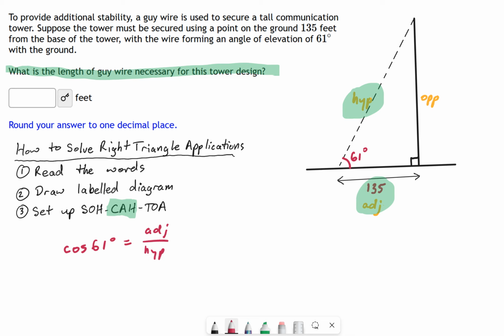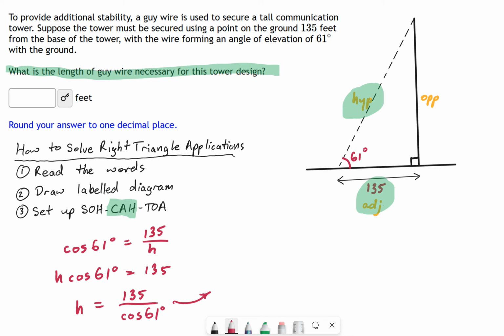over hypotenuse. Now, we don't actually need to say adjacent over hypotenuse because we have numbers for those things. We're going to say 135 over, oops, I don't have a number for h. Fine, no problem. There's only one letter in this equation that I don't actually know. It's h. So I'm going to multiply both sides by h, and I get h cosine 61 degrees equals 135. And then I'm going to divide both sides by cosine 61. So I get h equals 135 divided by cosine 61 degrees.